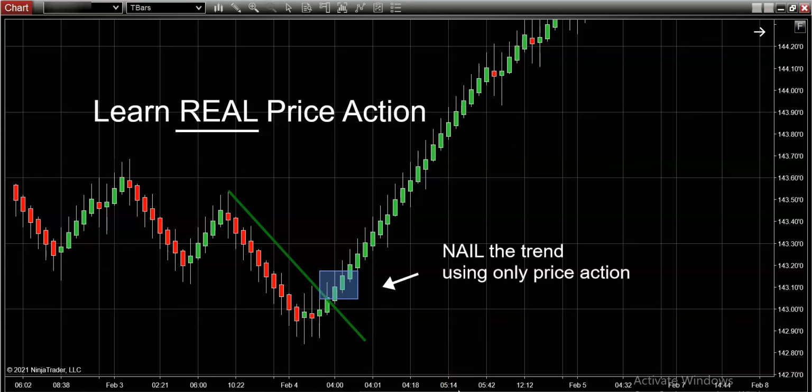And guys, I'm going to show you a simple trend line based strategy using price action that's going to help you catch exact highs and lows in any market. Let's do it.